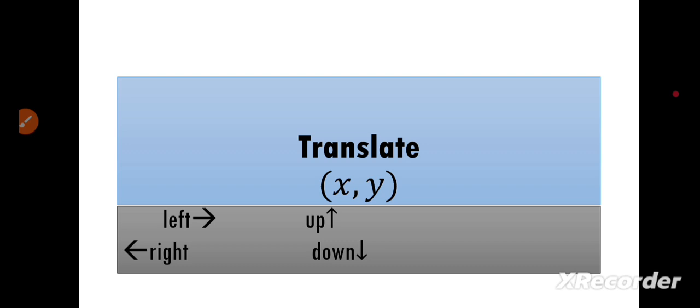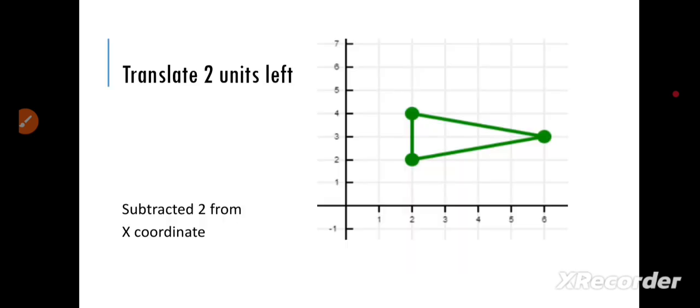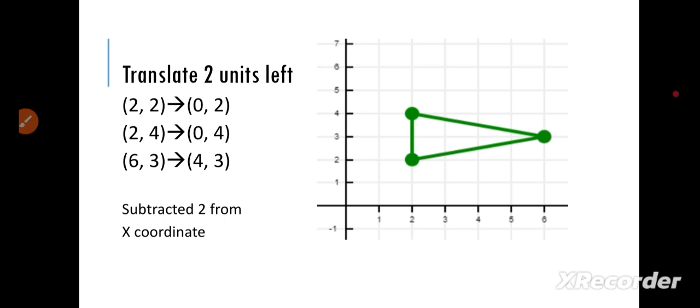So let's first see that if we are in a coordinate plane, we take a point as x coordinate and y coordinate. The translation that we cover in this chapter is left, right, up and down. So let's say that we want to translate this image 2 units left. What we are going to do is subtract 2 from the x coordinates.